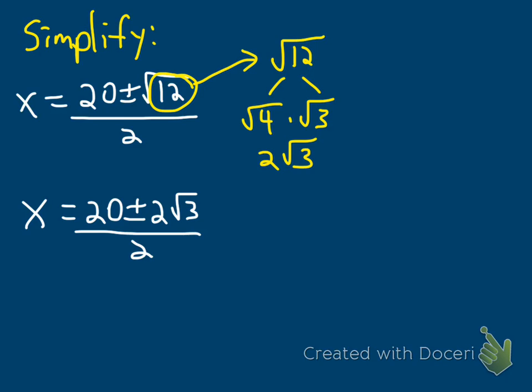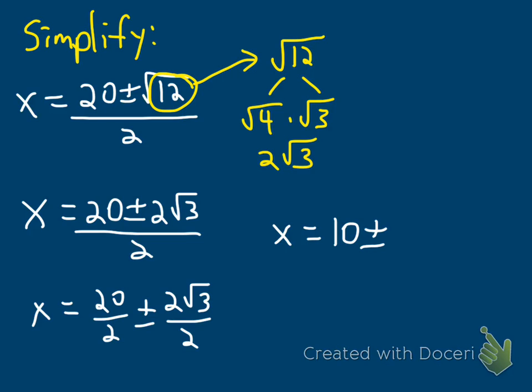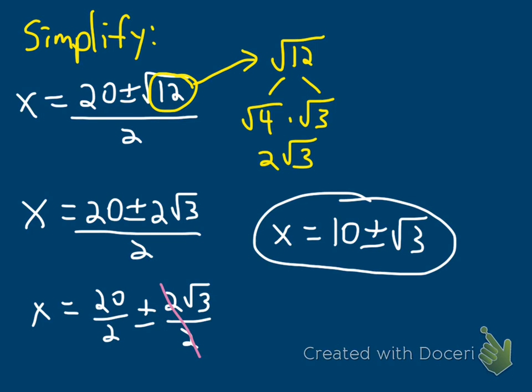Now, if you look closely here, we are adding and subtracting two numbers on the top, and it's all divided by 2. So I'm going to separate that into two separate fractions, both being divided by 2. So we're going to do 20 divided by 2 plus or minus 2 times the square root of 3 divided by 2. And 20 divided by 2 is just 10. And then, if I go back over here, these 2's will cancel. 2 divided by 2, so that just leaves me with the square root of 3. So my final answer is 10 plus or minus the square root of 3.